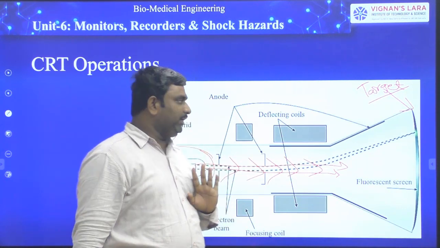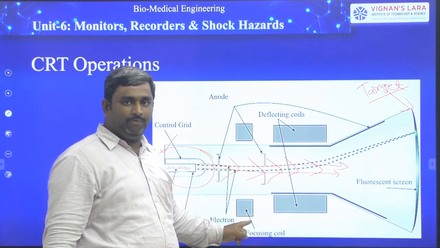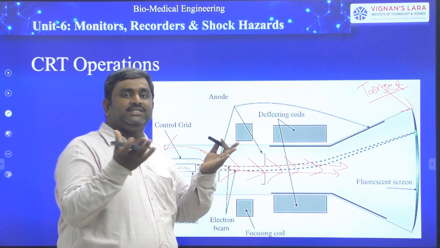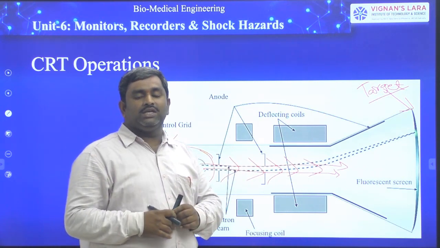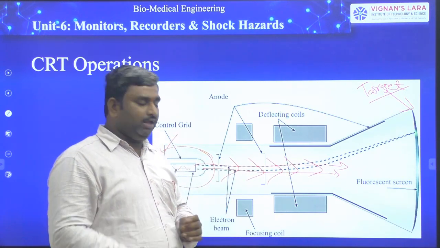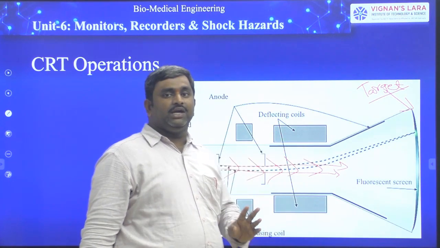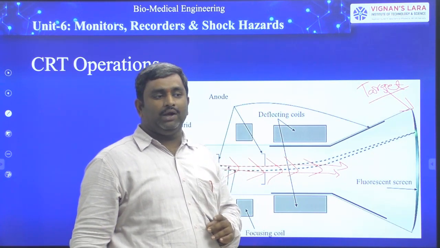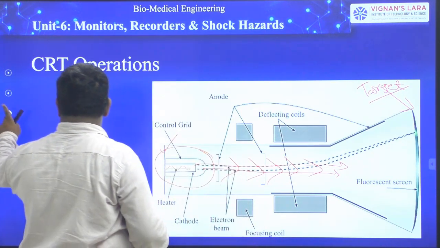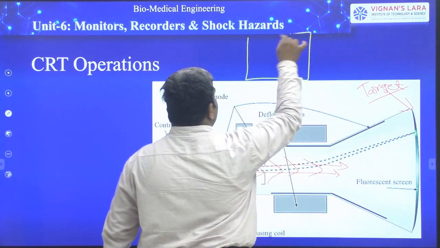So coming to here, it is a very simple operation. The focusing coils are helpful to improve or reduce the brightness of the signals. That is the purpose of focusing coils. Next, deflection coils. We have 2 types of deflection coils, horizontal and vertical deflection coils. For example, see here, this is my CRT screen.